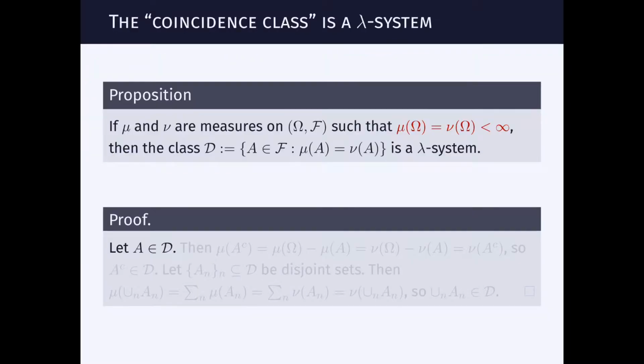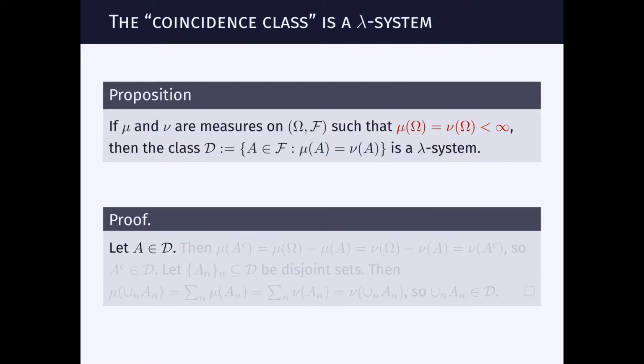We're just missing one piece in this story, which is we have not yet proved this proposition that the class, the coincidence class, the class of sets for which the two measures mu and nu coincide, they form a lambda system. And let's prove that now.